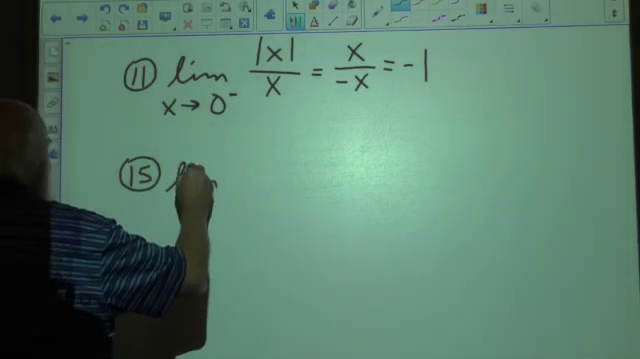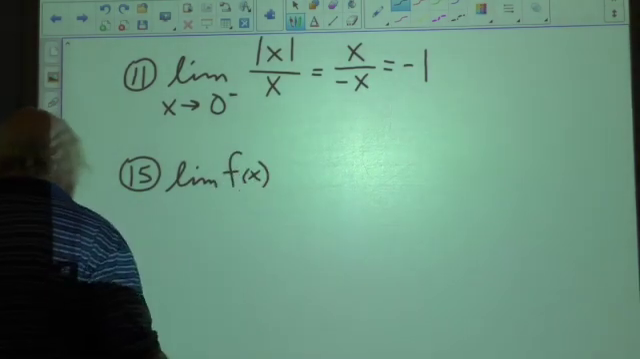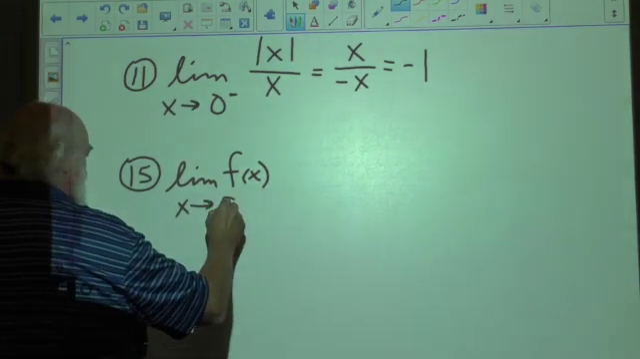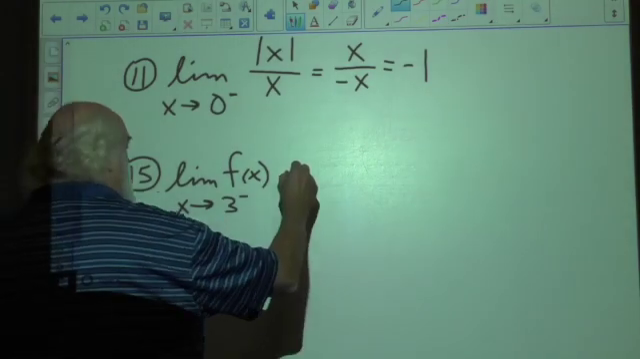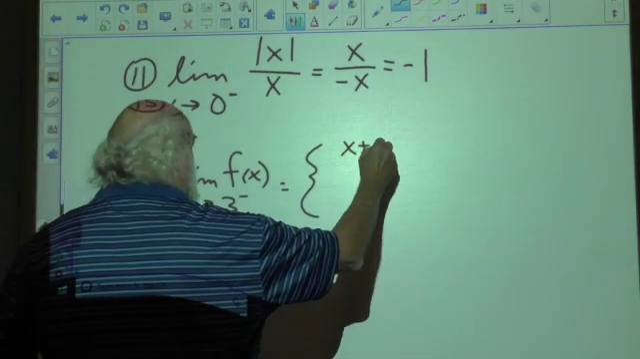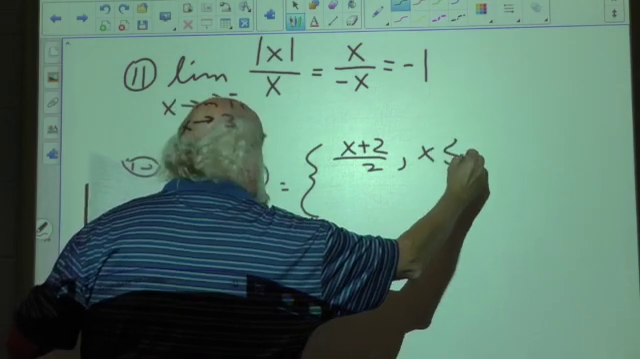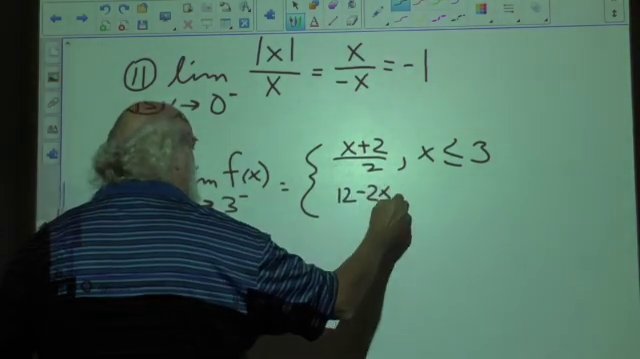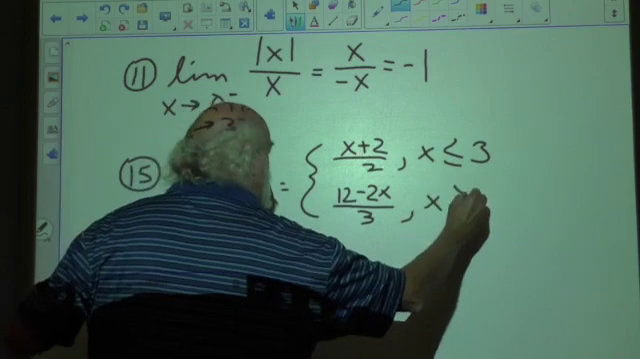Number 15. And this is an interesting problem. This is a conditional function where you have two scenarios here, and this is x as it approaches 3 on the negative side, and the conditions are x plus 2 over 2 when x is less than or equal to 3, and this is 12 minus 2x over 3 when x is greater than 3.